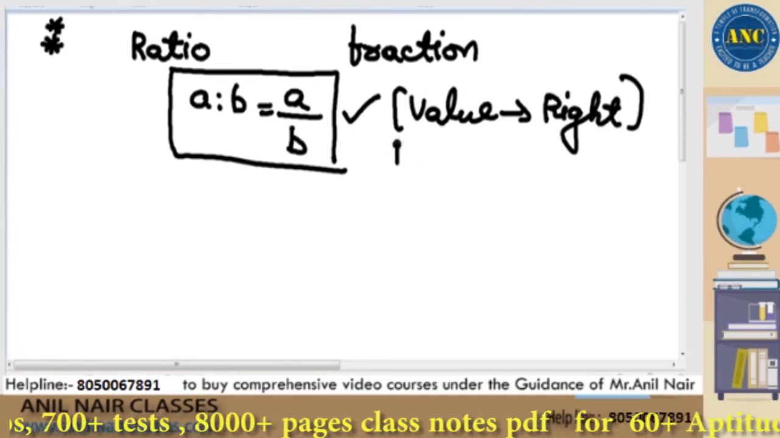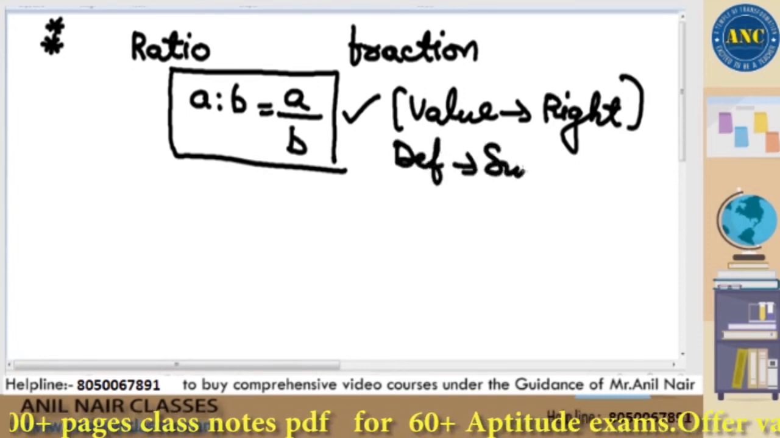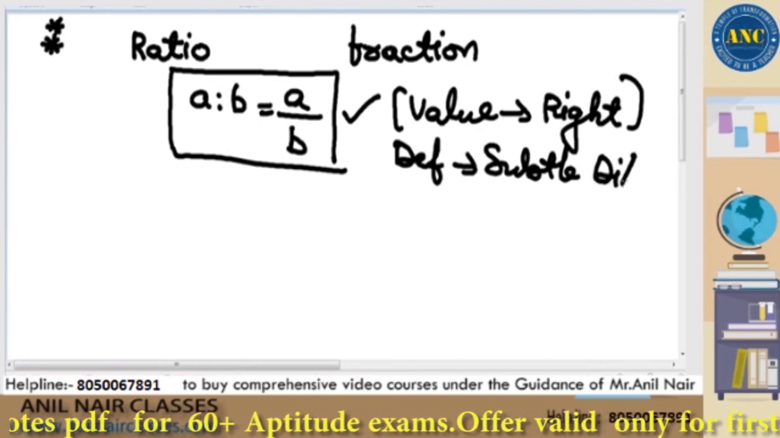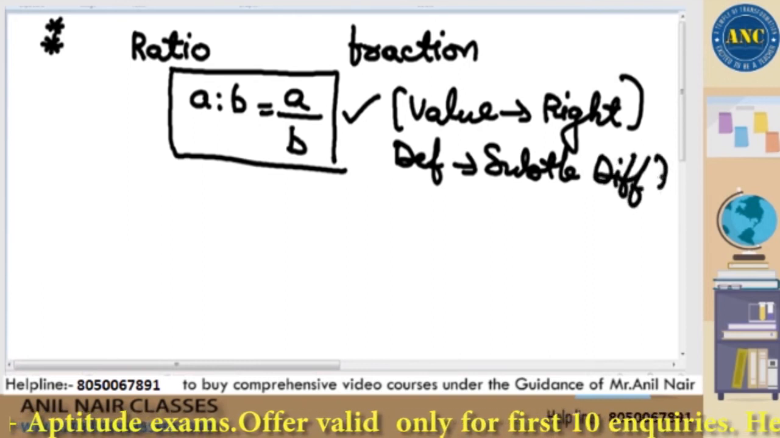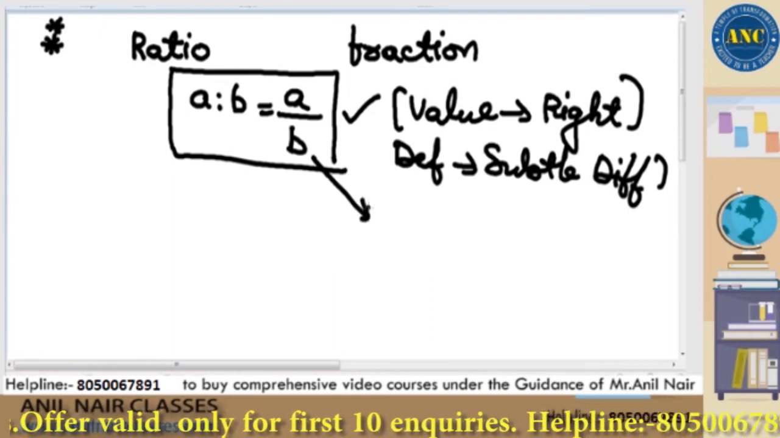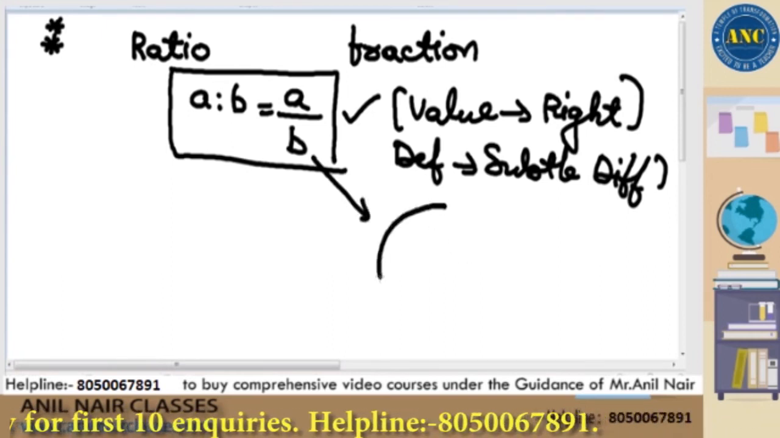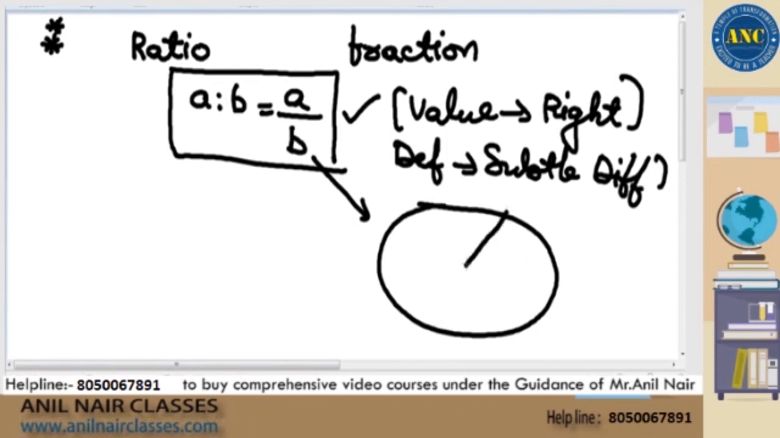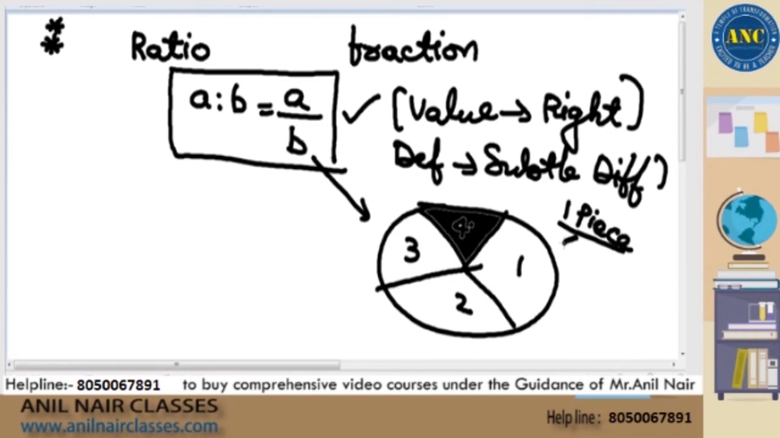But definition wise there is a subtle difference. What is the difference? We will see. A is to B is A by B. Whenever you say fraction A by B, it is nothing but, suppose you got a pizza. You broke that pizza into 4 pieces, 1, 2, 3, 4. Suppose you want one piece out of 4 pieces. I want one piece out of 4 pieces of the same pizza. Then it is called the fraction.